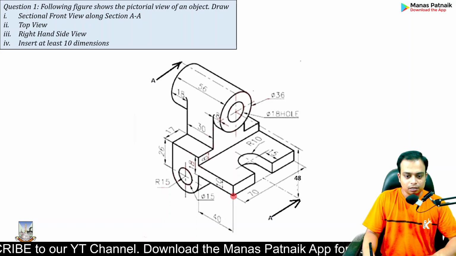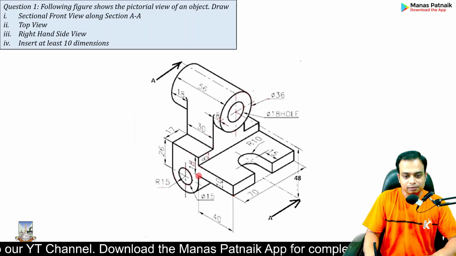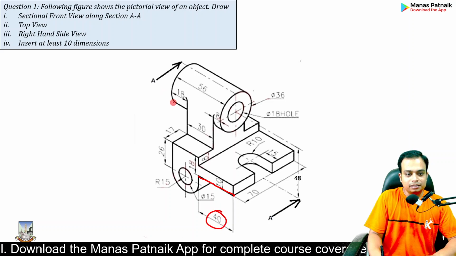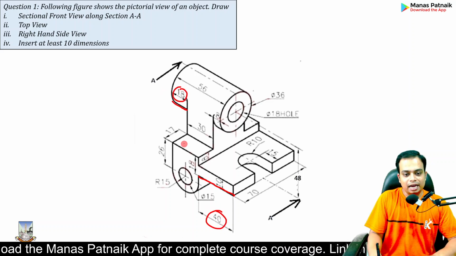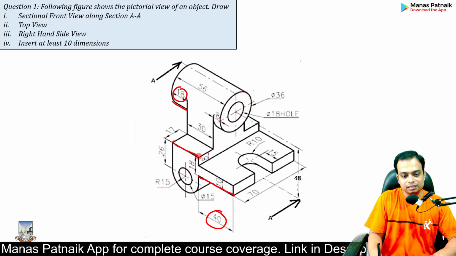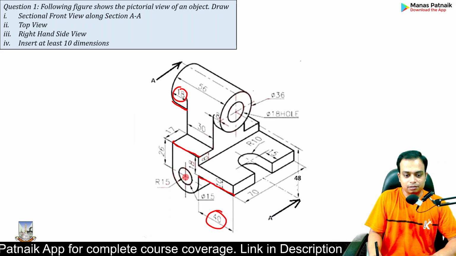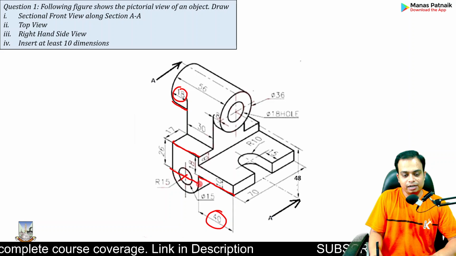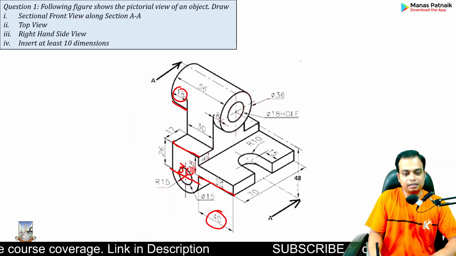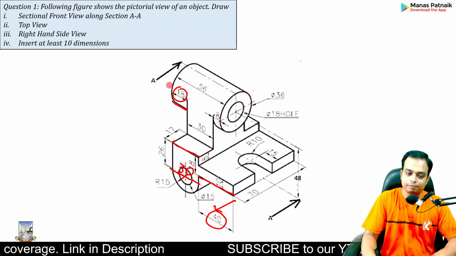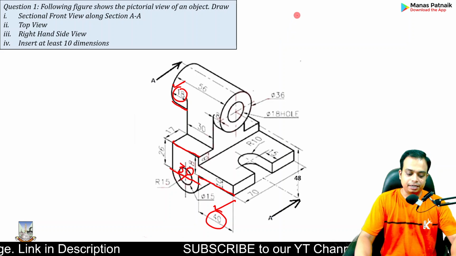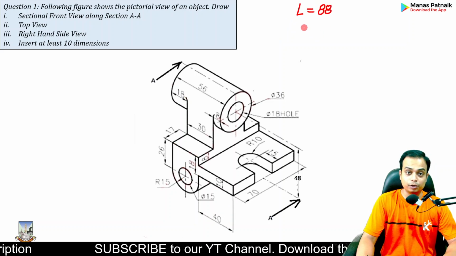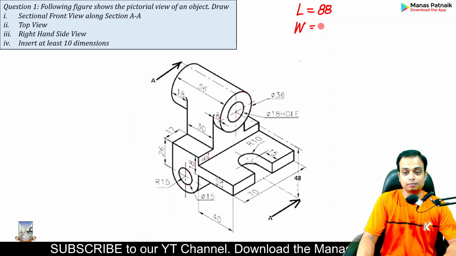If you watch, this distance is 40. This distance is 18. And in between, the radius is 15. So that's 15 to the left of the center, and 15 to the right of the center. This in fact is 30. 30 plus 40 is 70. 70 plus 18 is 88. So the length happens to be 88. We all need this. The width is 70.